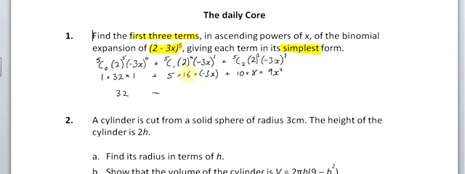Okay, the first term turns into 32, the second term is going to be negative, and 5 times 16 is 80, and 80 times 3 is 240. There we go. And then the third term is going to be positive. 8 times 9 is 72, times it by 10, and you get 720x squared. And there you have it.